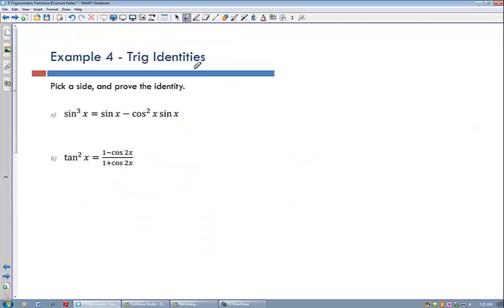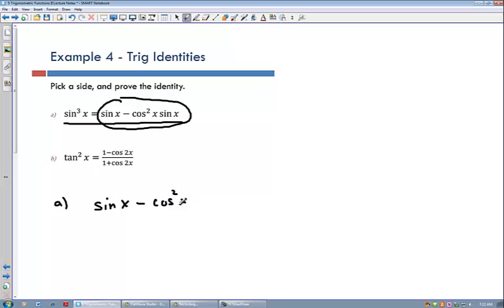So these are trig identities, and we want to pick a side and prove the identity. The idea is this is going to help us memorize the identities that we know and identify them. So you can pick either side you want, the sine cubed x side, or you could take sine x minus cosine squared x times sine x. I'm actually going to choose this side to start with because I can see that I can factor out the sine of x just to begin with. So the idea is you start with one side. So I'm going to start with sine of x minus cosine squared x times sine of x. And when I work with this, the idea is to try to turn this side into that side by using the identities I'm familiar with.